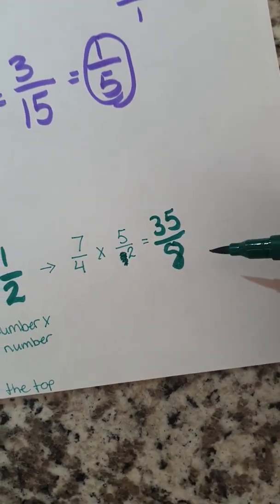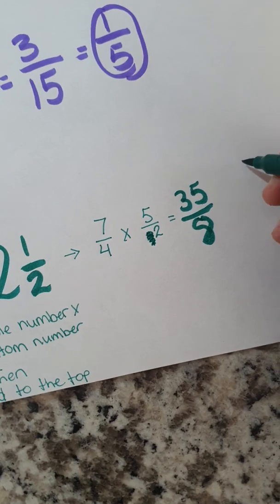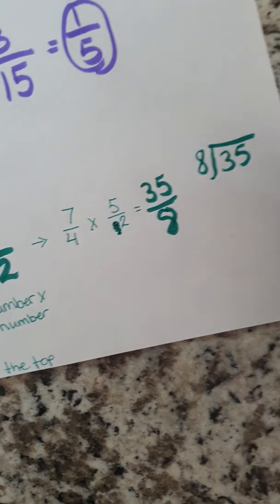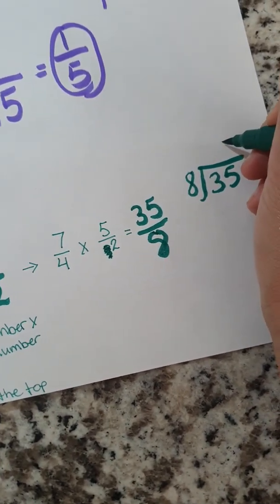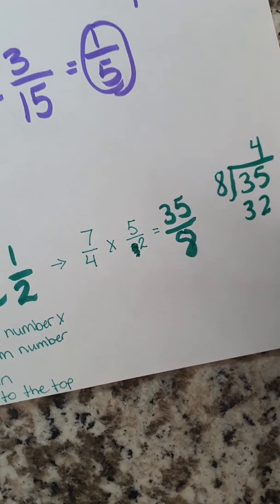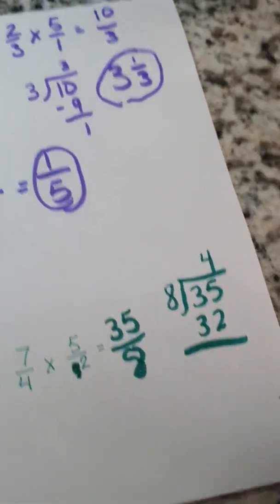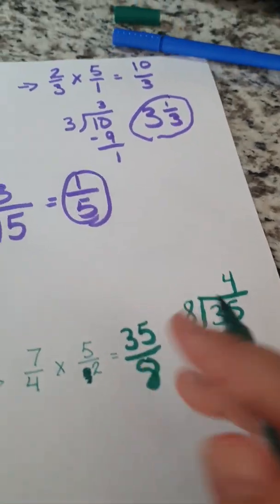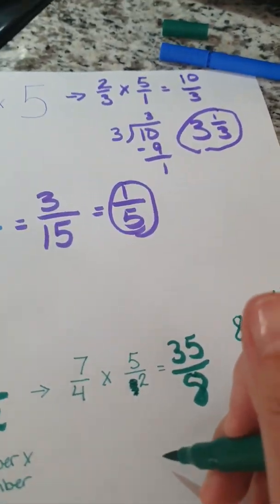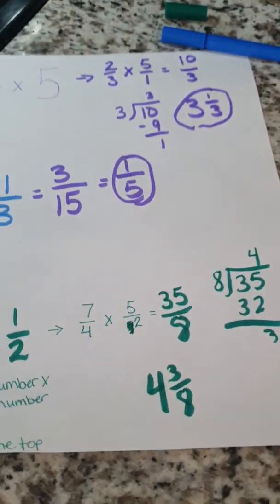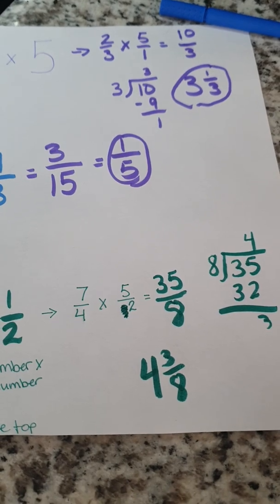And I noticed that my top number is bigger than my bottom number, so I need to divide. I know that 8 can go into 35 4 times. 4 times 8 is 32. Sorry, I'm using one hand to do this. 5 minus 2 is 3. So my answer becomes, hold on while I try to use one hand to write this down. It becomes 4 and 3 over 8. And I cannot simplify that, so that's just my answer.